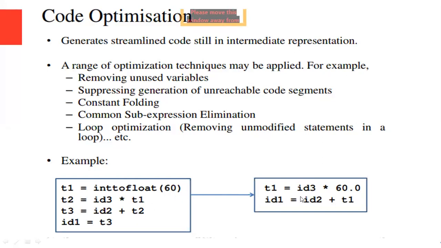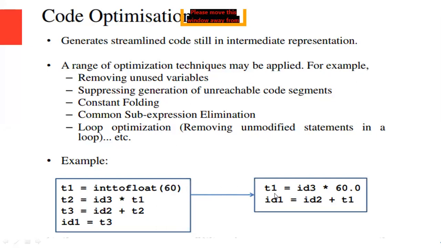So this is the removing. T1 is equal to, here what is the T1? T1 is equal to int to float 60. So we are just writing T1 is equal to ID3 into 60.0. So what is the notation? It is the conversion of int to float. We have no need to use this statement, t1 is equal to int to float, that is 60. So we are removing this statement.